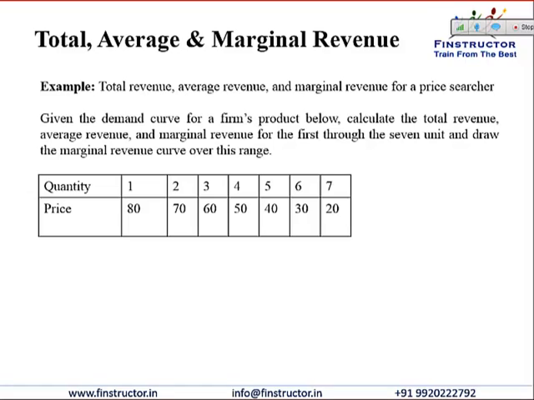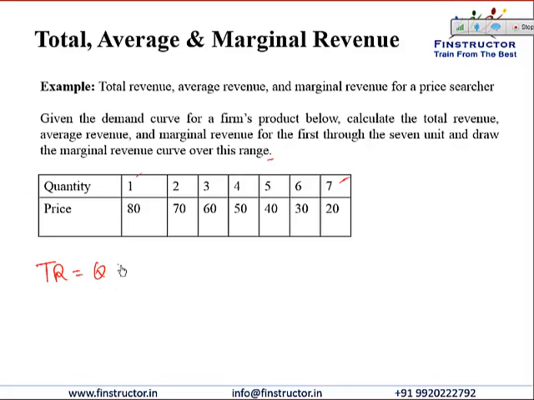Now, interesting concepts are that of the total revenue, the average revenue, and the marginal revenue from the production and sale of a commodity. So, given the demand curve for a firm's product below, calculate the total revenue, the average revenue, and the marginal revenue for the first through the 7th unit, and draw the marginal revenue curve over this range. Now remember, total revenue is simple as the name suggests.